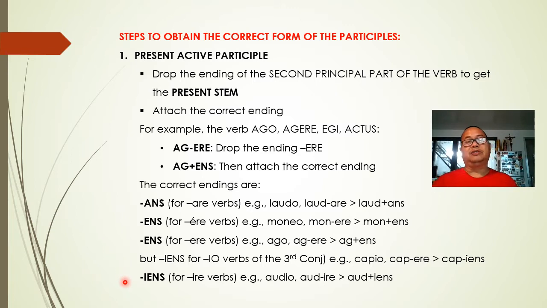And fourth conjugation, example verb is audio, audire. Drop the ire plus iens, audiens. Ang mga present active participle of all the four conjugations, including itong special group of third conjugation verbs na inaapod io verbs of the third conjugation. Okay, I hope it is clear. So, the correct endings are ans, ens, ens, and iens.